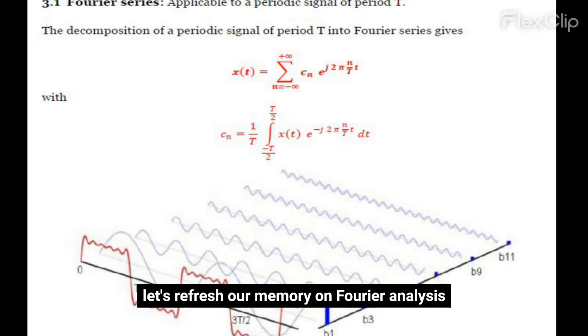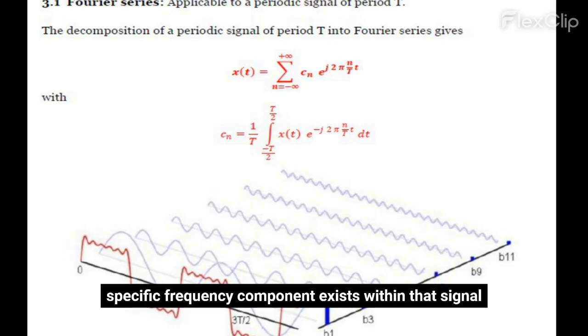Now, let's refresh our memory on Fourier analysis. For a periodic signal with a period T, we use the Fourier series. This allows us to decompose a complex repeating wave into a sum of simple sines and cosines. Each Cn coefficient tells us how much of a specific frequency component exists within that signal.